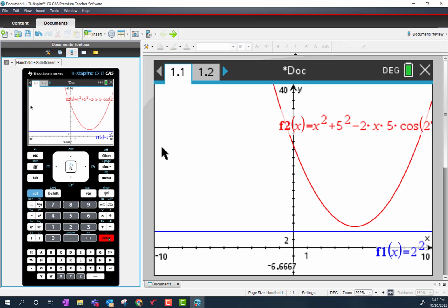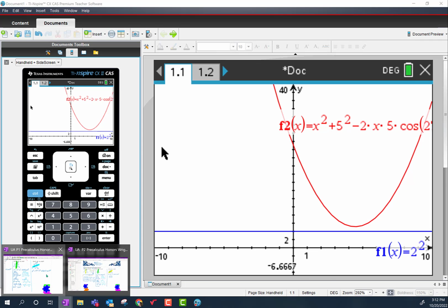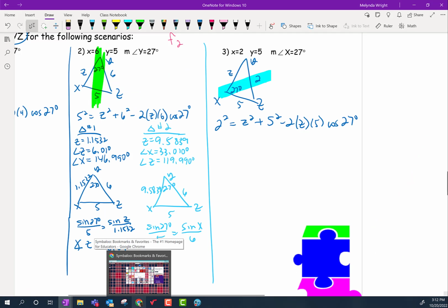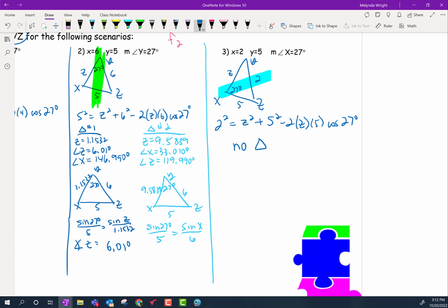Oh, what's going on here, ladies? Do we have a triangle? No, it doesn't cross. There's no X values. So this one is very clear. There's no triangle for that scenario. So our answer would actually be, crazy enough as it seems, there's no triangle. Okay?